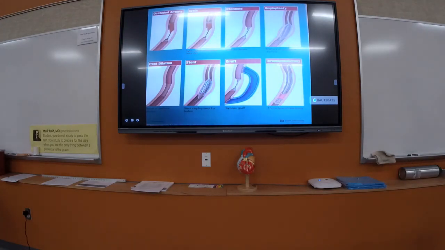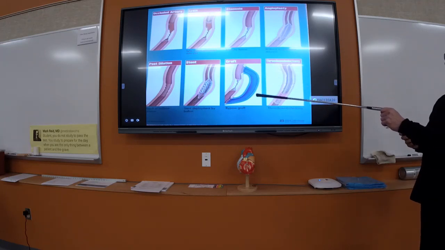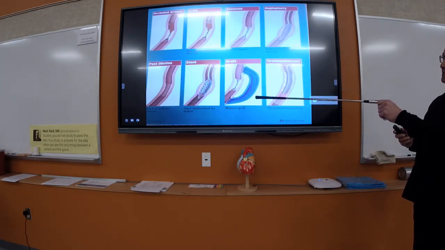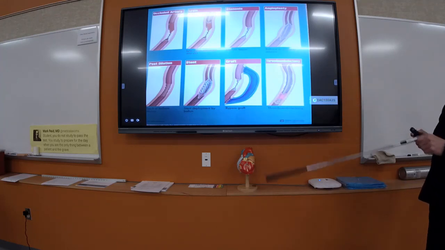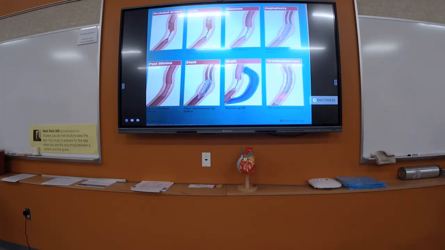All right. So they can go in and dilate it. They can put a stent in there. They can put a balloon in there. They can do a CABG, or a graft that bypasses the obstruction. So there are several different things that they can actually do for someone having an MI.